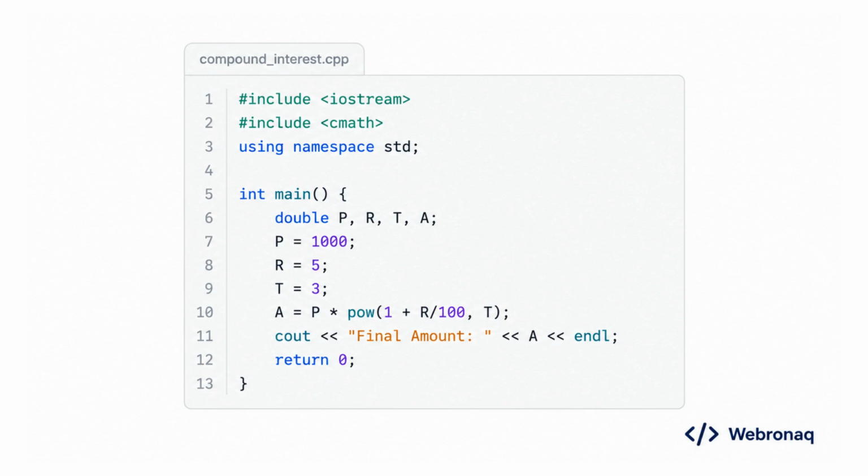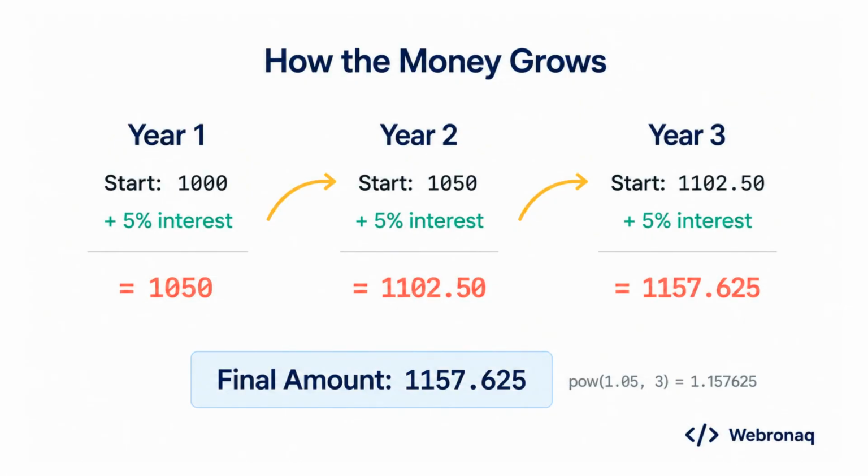The key line is where a is calculated. We call pow, and inside it we pass 1 plus r divided by 100 and the exponent t. The pow function does the heavy lifting of raising that bracket to the power of t. Then we multiply the result by p and store the final amount in a. Finally, we print a using cout. Pretty clean, right? Let us trace what the program actually computes.